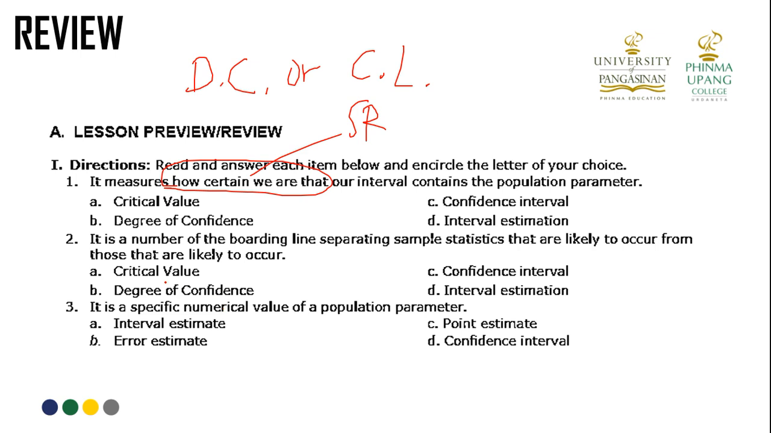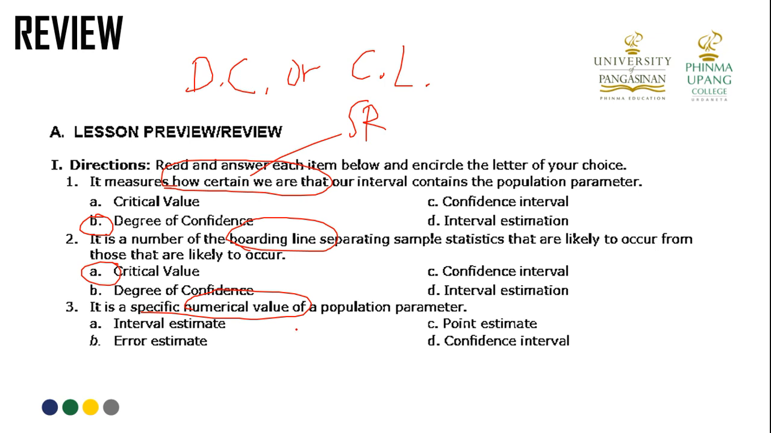Okay? Number 2. It is a number of boarding line. Okay? The keyword here is boarding line. Answer. That is what we called critical value. It's a critical value. It is a specific numerical value. The keyword here is numerical value.